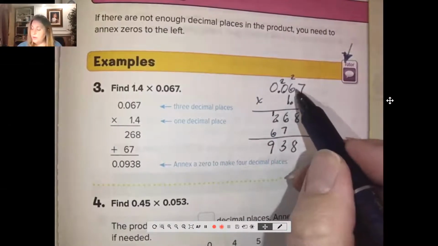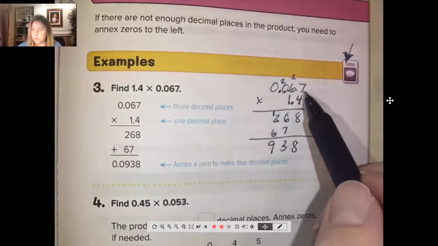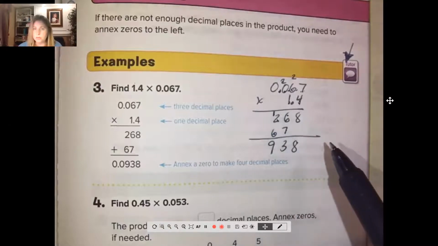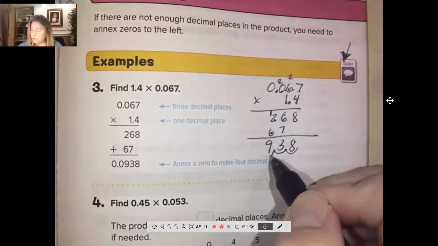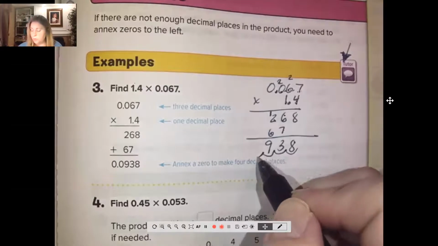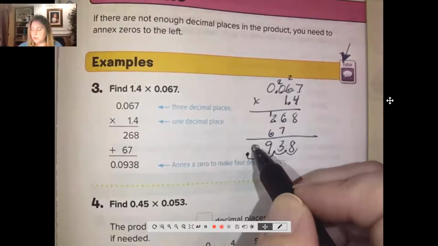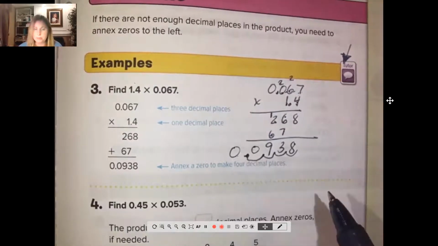And then we had 1, 2, 3, 4 total decimal places in our problem. Let's look at that again. 1, 2, 3, 4 total decimal places in our problem. So we need 4 total decimal places in our answer. 1, 2, 3. We're out of numbers. Okay, 4. So what goes in that empty space? We annex a 0. And then in math, we always want to have a 0 to the left, so it's obvious that that's a decimal place there.